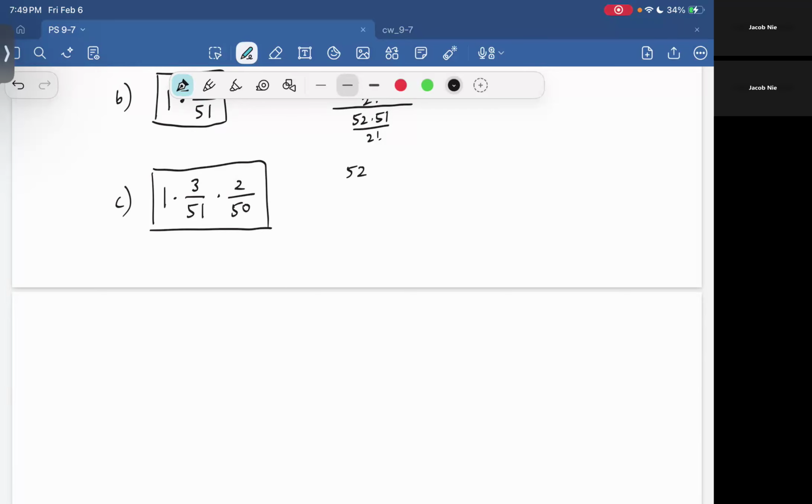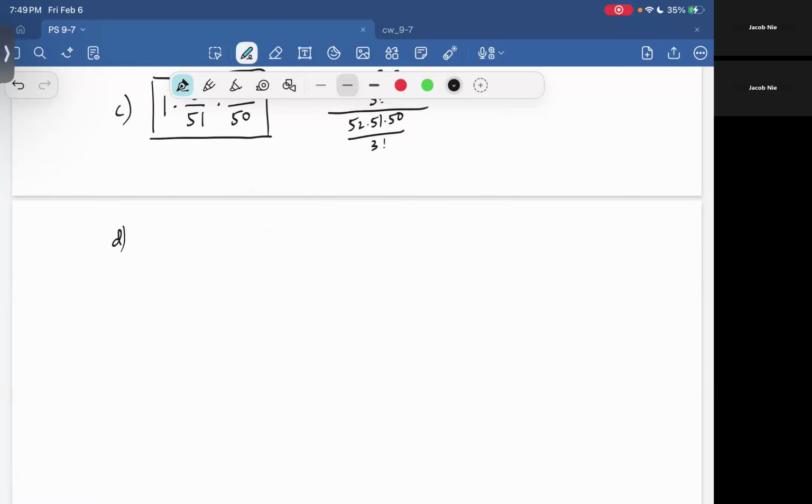How many 3-card hands have triples? That would be this. And how many total 3-card hands are there? It's going to be that. So we get the same thing.